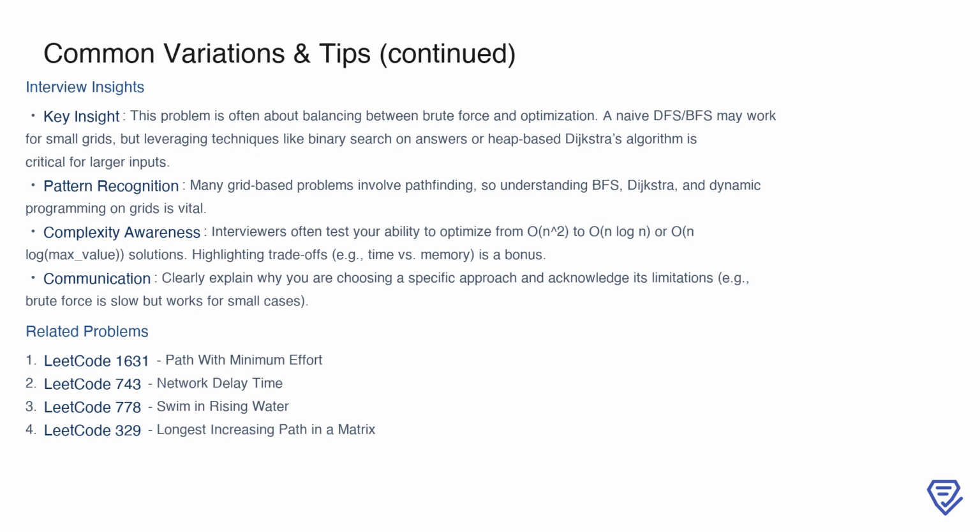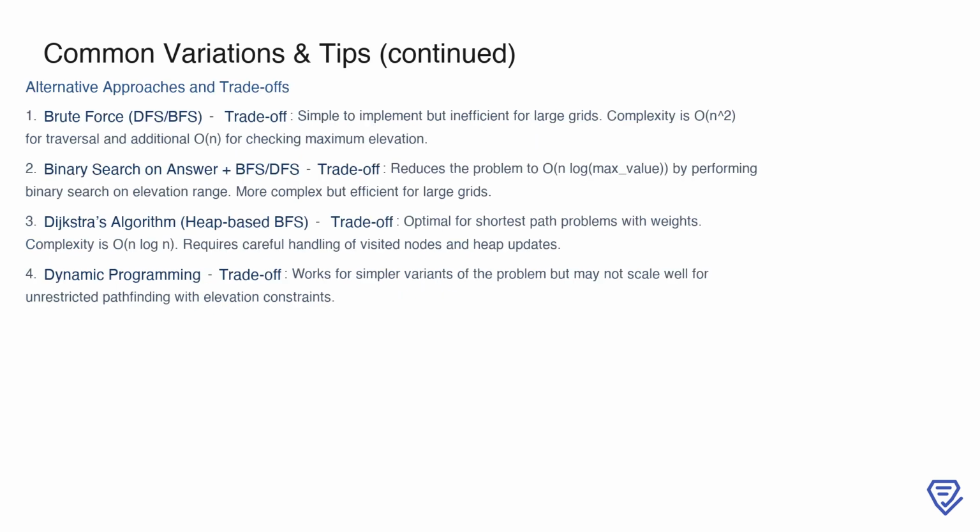Finally, clear communication is vital. Make sure you explain why you're choosing a specific strategy and acknowledge its limitations. For practice, related problems like LeetCode 1631, path with minimum effort, or LeetCode 743, network delay time, can help solidify these concepts. There are several approaches to solving this problem, each with its own trade-offs.